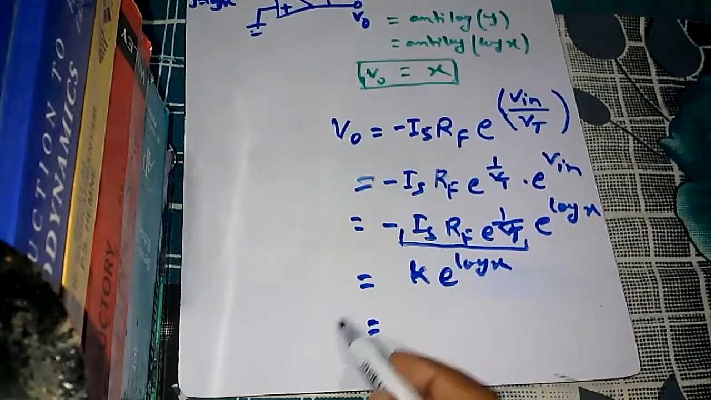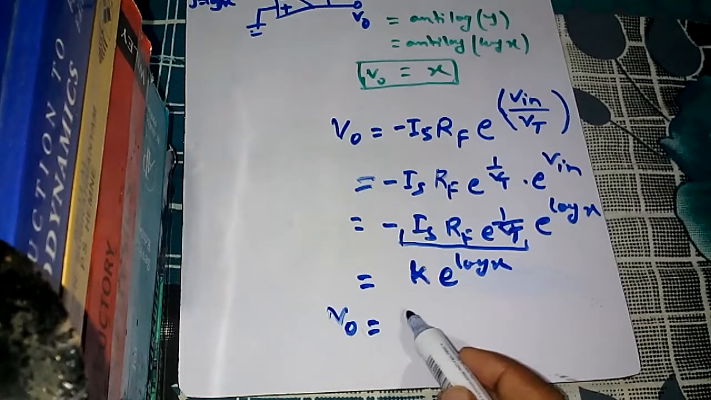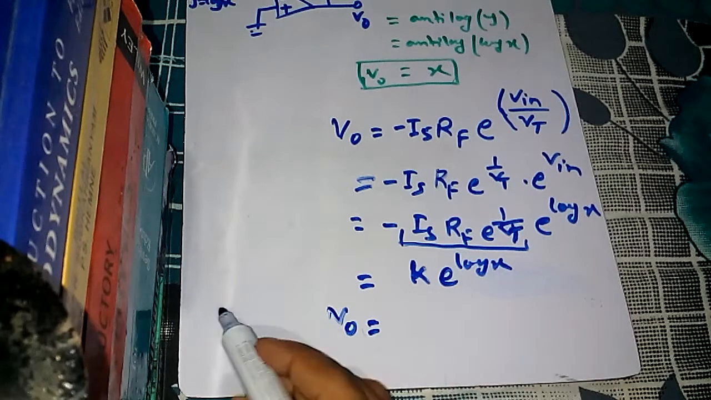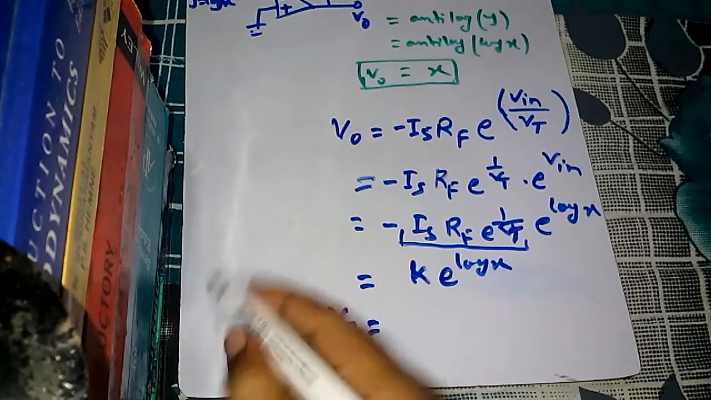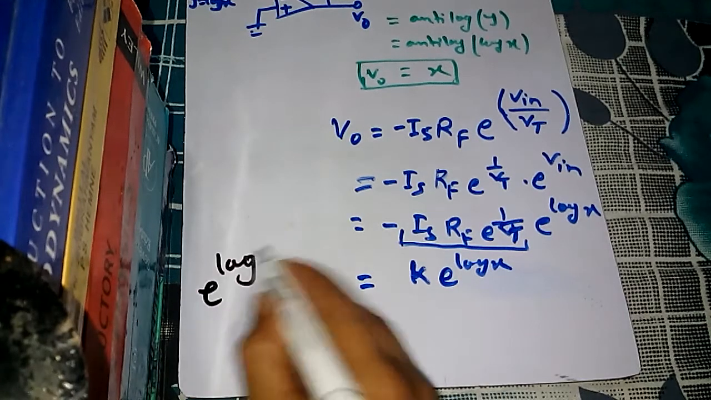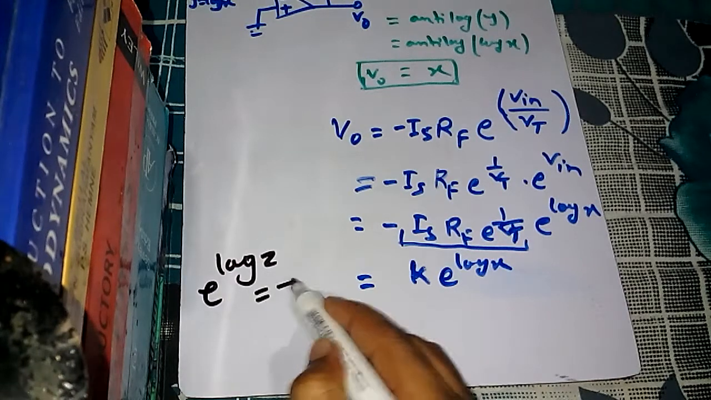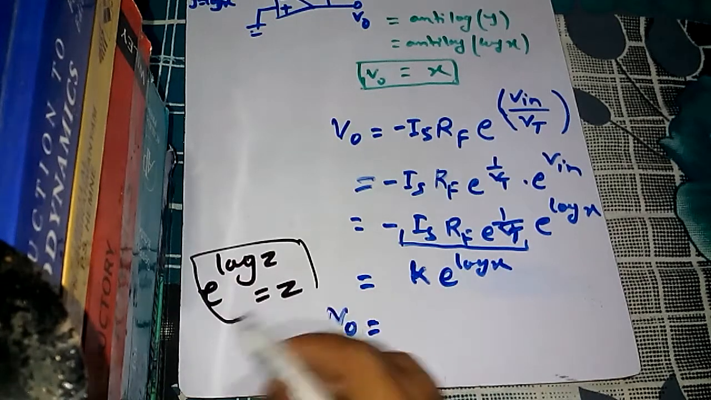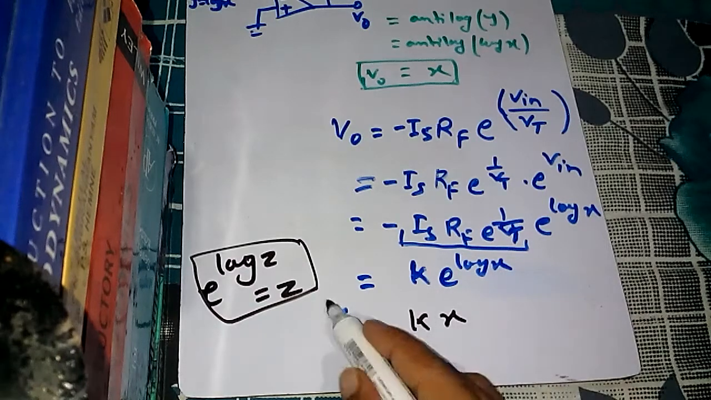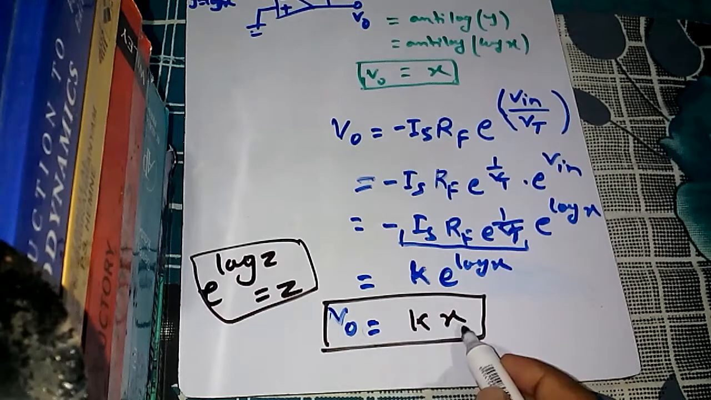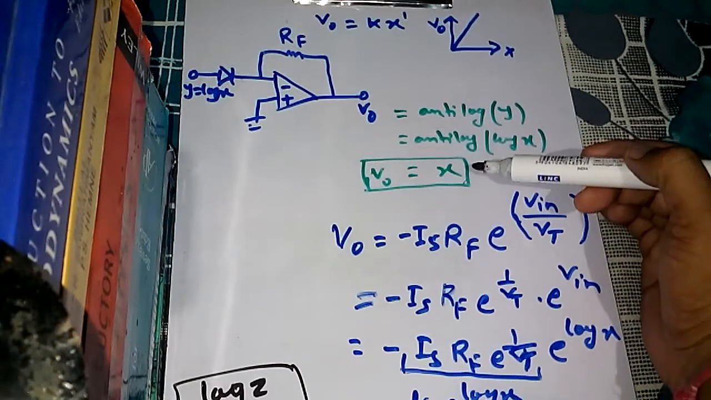Is that okay? So finally we have V naught is equal to k times e to the power log x. And always remember that e to the power log of any number z is equal to that number z. Now from here we find e to the power log of x is actually x. So finally we arrived at this situation, so this is quite similar to this.